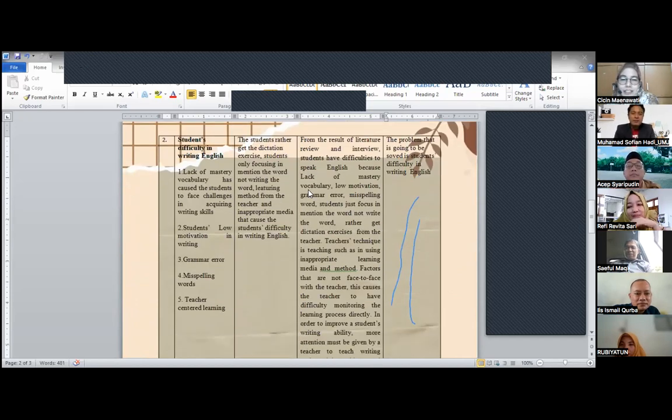Next, we have student difficulty in writing English. I guess this is pretty similar to number one. You only switch the skill. That's a good one, I guess. And if you want to modify this one, you can go with reading and then listening. And then voila, you have your student worksheet 1.3 completed.